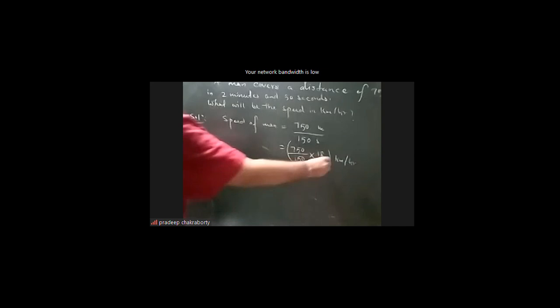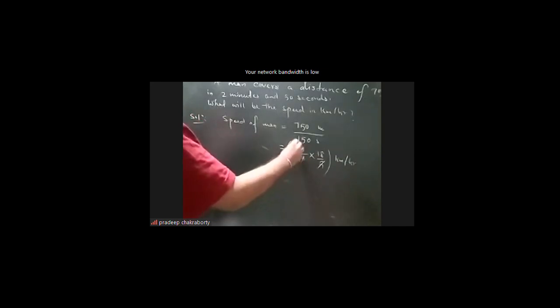Now we have to convert it. Meter per second is given, and we have to convert it into kilometer per hour. So we simply multiply by 18 upon 5. So 750 by 150 multiplied by 18 upon 5, and this whole thing becomes kilometer per hour. You can do this calculation. Simply this cancels, so it is 18 kilometer per hour.